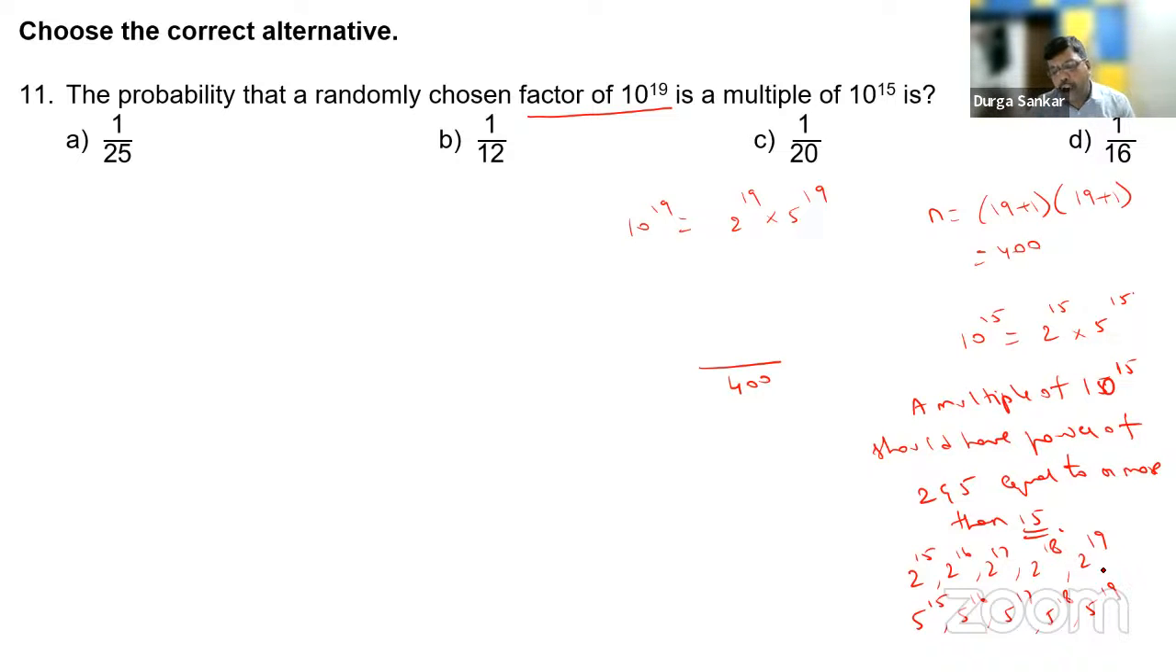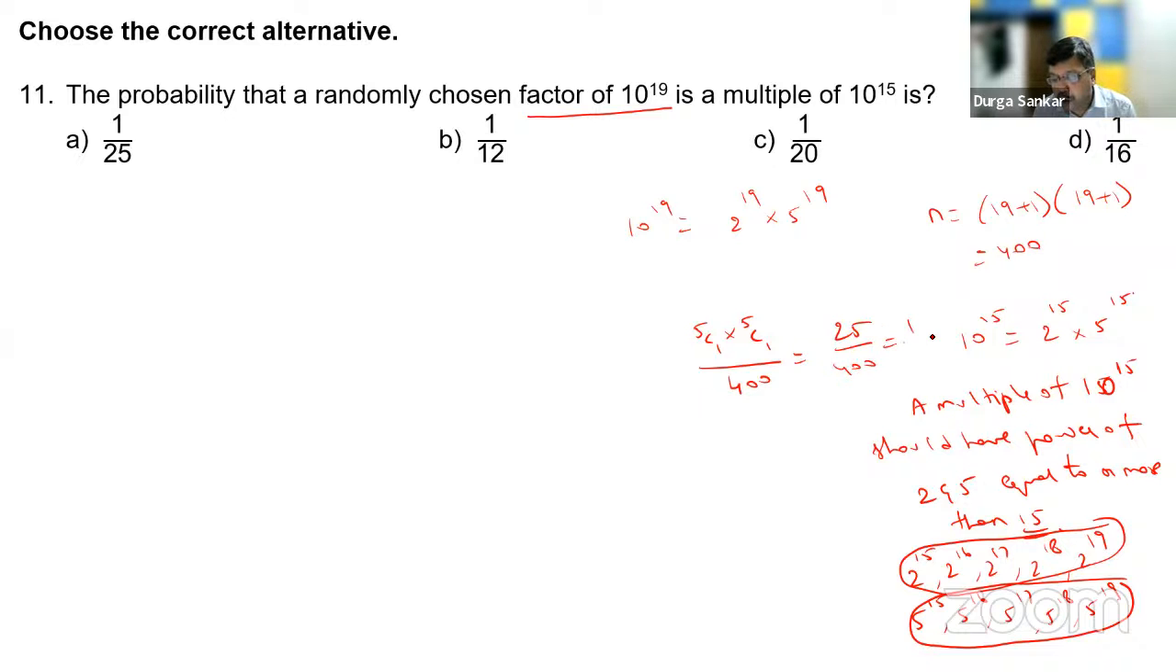So any factor of 10 power 19, if I want it to be a multiple of 10 power 15, should choose the power of 2 from these 5, and the power of 5 from these 5. So the power of 2 can be selected in 5 ways, and the power of 5 can be selected in 5 ways. So 5 into 5, 25, by 400, or 1 by 16.